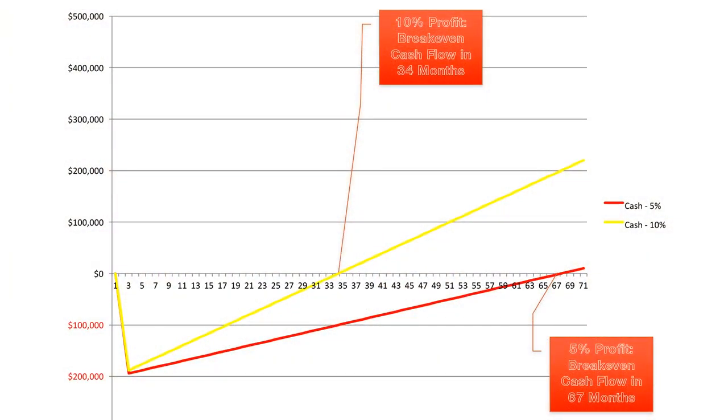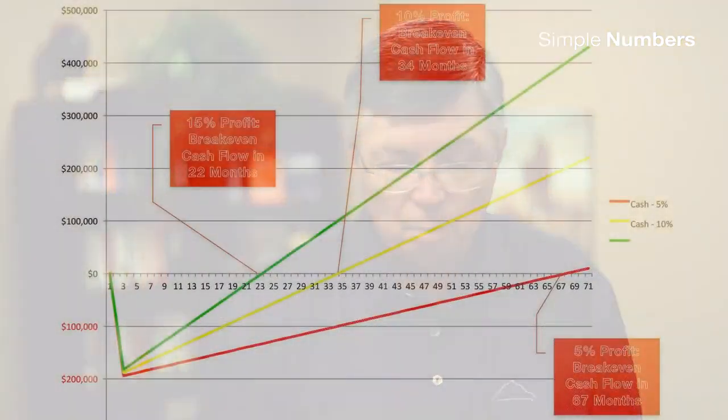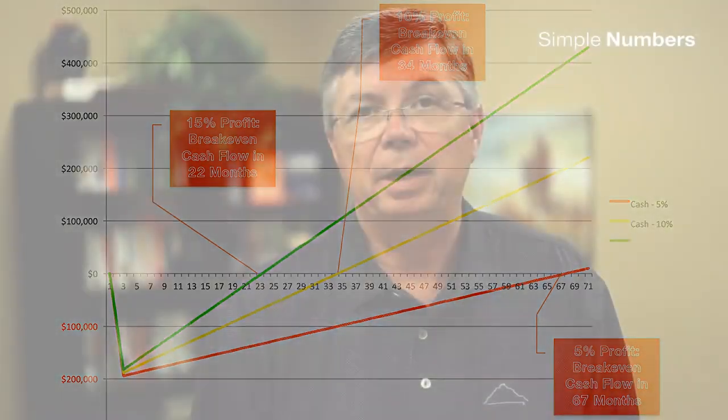So let's look at the second version. If I just change one thing, if I can get to 10% profitability, all of a sudden, instead of taking 67 months under all of the same conditions, I get profitable in 34 months. Now that's better. And to be quite honest, this is the most common scenario that we see in most service-based businesses that take trade receivables. But if I can get even further, if I can get to 15% profitability, I get to cash flow positive in 22 months. Now that's something that's getting a little more exciting.